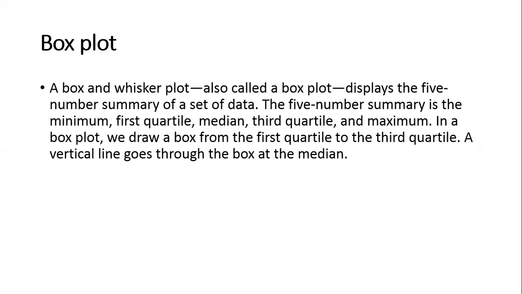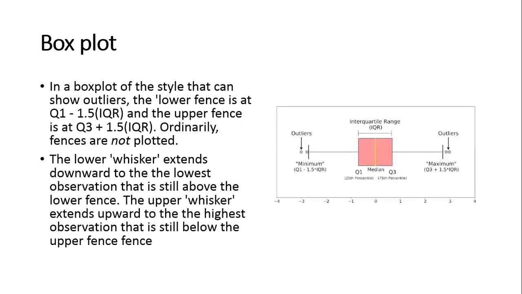The 5-number summary includes the minimum, first quartile, median, which is also the second quartile, the third quartile, and the maximum. Take note, mean is not there, okay? It's just the quantiles. In a box plot, we draw a box from the first quartile to the third quartile. A vertical line goes through the box at the median.